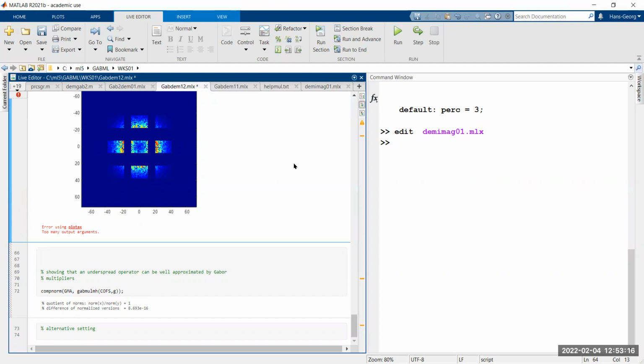Okay, so I think that's at least a very quick summary of what we can do with the Gabor multipliers, and therefore I'm finishing my recording now.